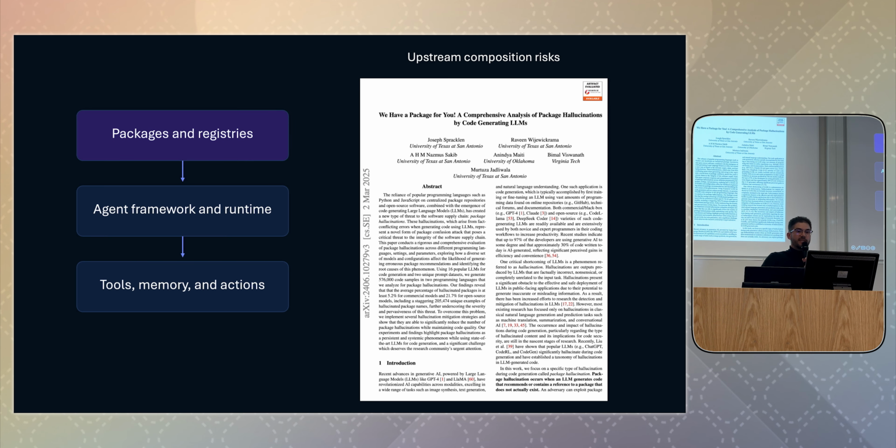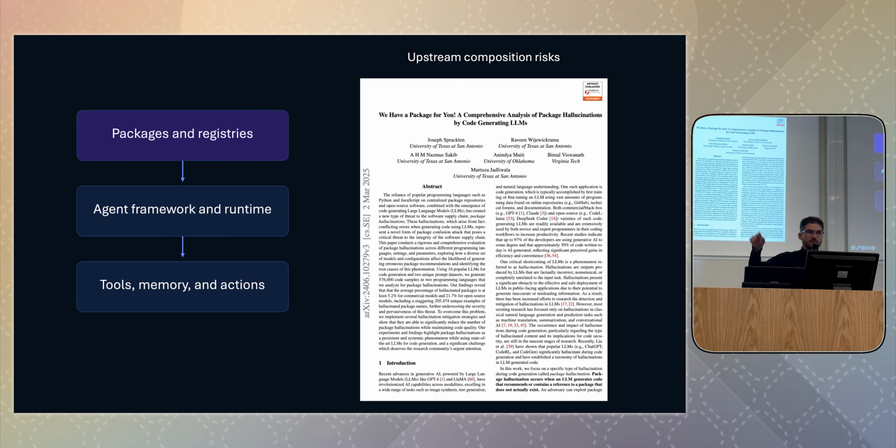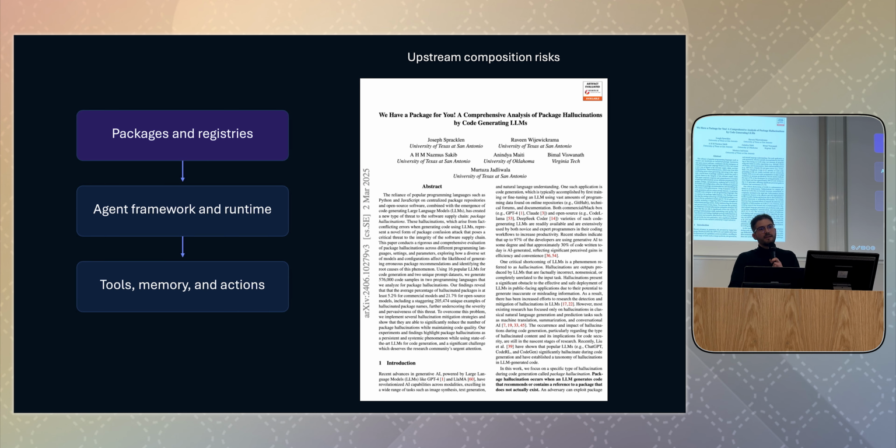So for the first one, I found this paper about upstream composition and risk. It's a lot about hallucination. So it was in the beginning of the literature. It was a lot about models hallucinating new packages and these kinds of things.